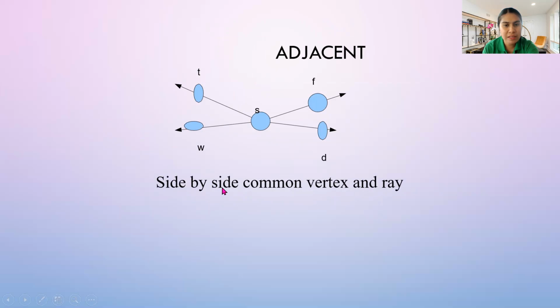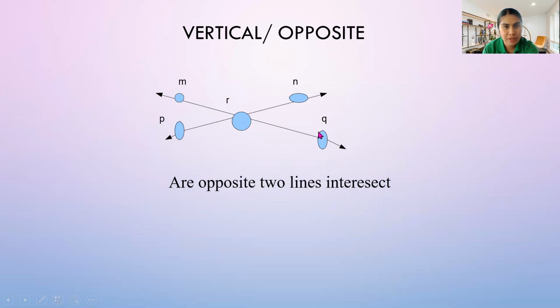Adjacent, side by side, with a common vertex and ray. So this is an example of adjacent. Vertical or opposite angles are opposite when two lines intersect.